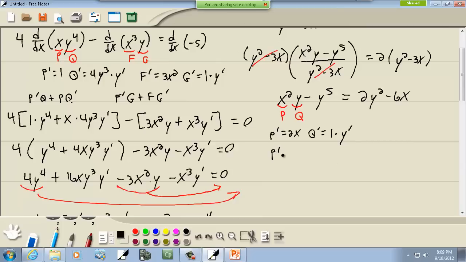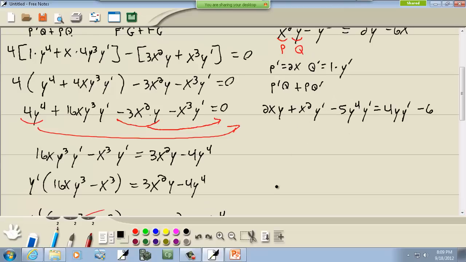So this is going to be p prime q plus p q prime. So p prime was 2x times q, which was y, plus p, which is x squared, times q prime, which is y prime, minus, we got y to the fifth, take your power, put it out in front, lower it by 1, but since we're taking the derivative with respect to x, and it's really y, we have to add on a y prime. 2y squared. Derivative of that gives us 4y, but since again it's y, we have to add on a y prime. And derivative of negative 6x gives us negative 6.